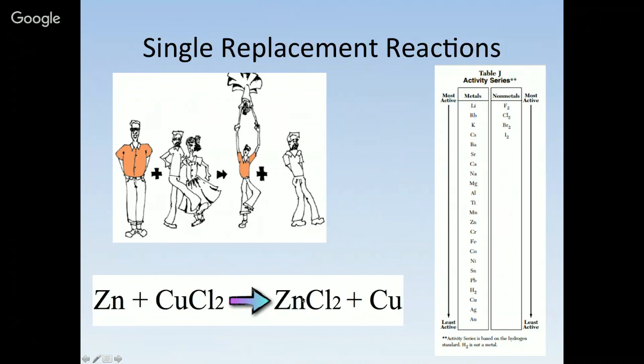Now, you may be sitting there thinking, zinc(II) chloride, why the 2? As a quick review, I'll poll the audience. Does anyone know why it's zinc(II) chloride and not just zinc chloride?